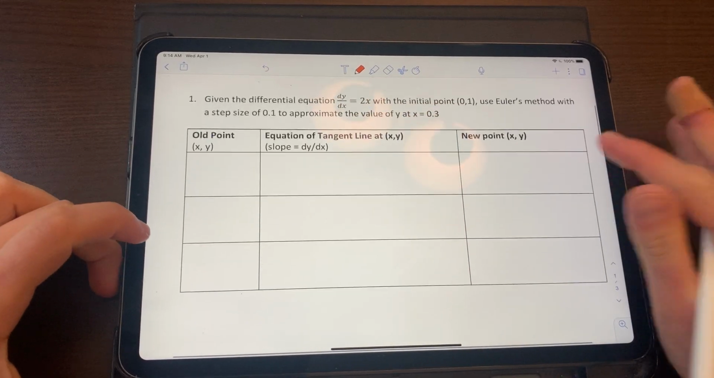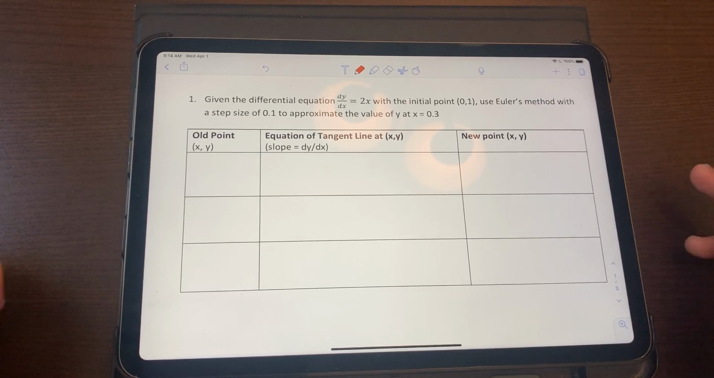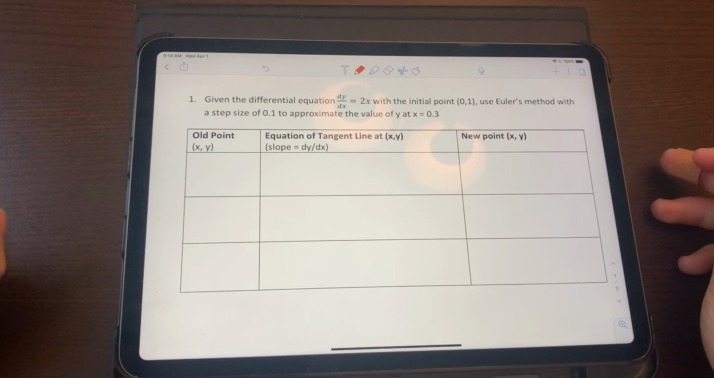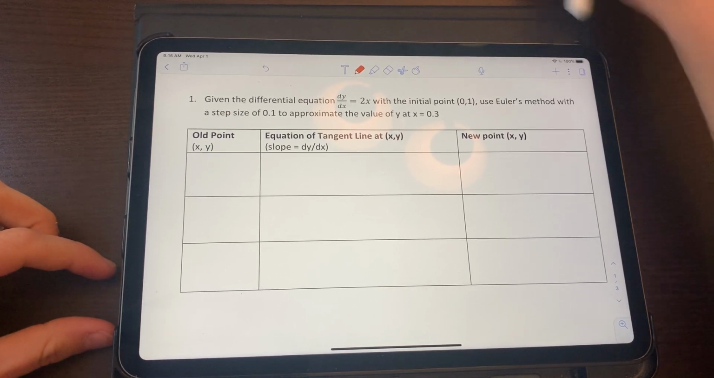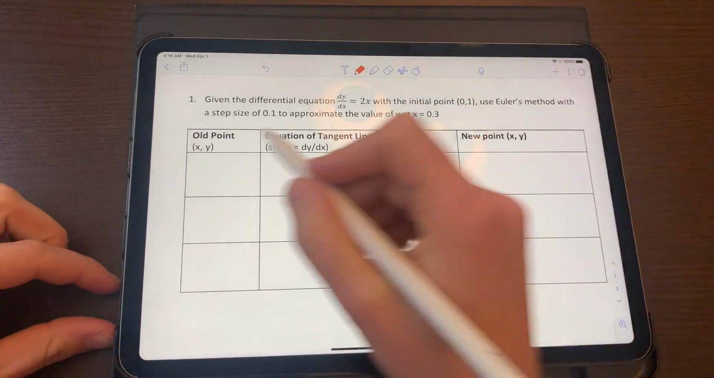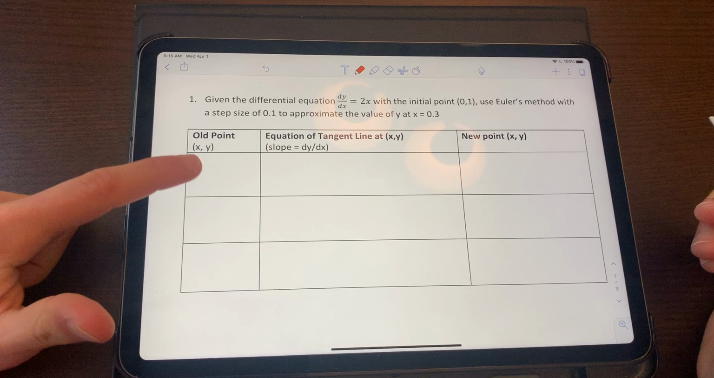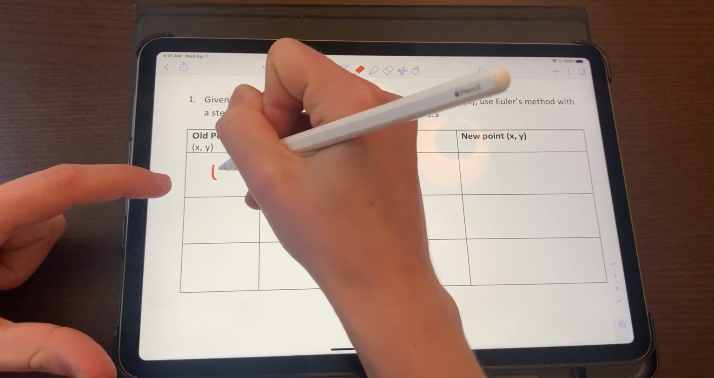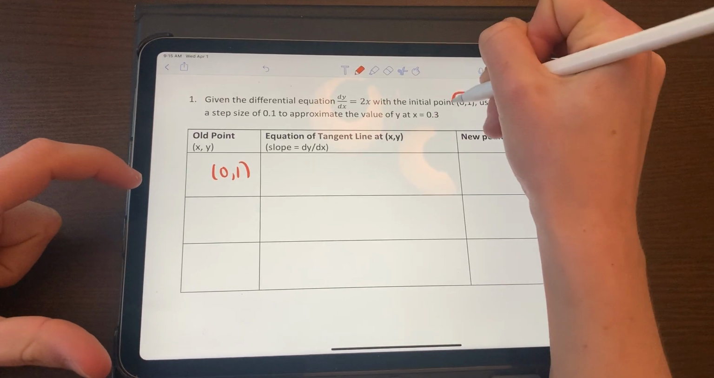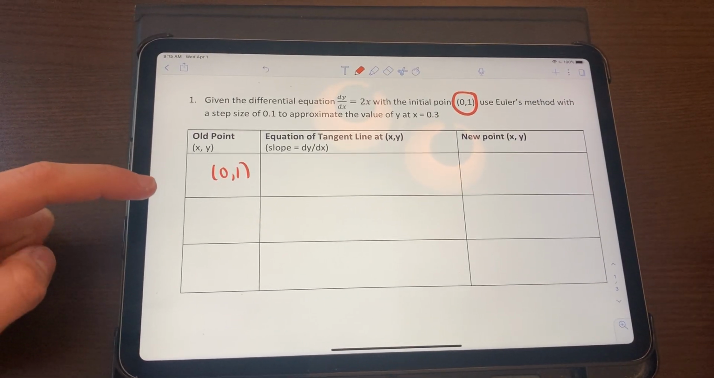Okay, given the differential equation dy/dx is equal to 2x with the initial point (0, 1), use Euler's method with a step size of 0.1 to approximate the value of y at x equals 0.3. I like to organize my work by making a table, starting with the old point. The old point, our very first starting point, is (0, 1), because we're given that that's the initial point that we're making our tangent line from.